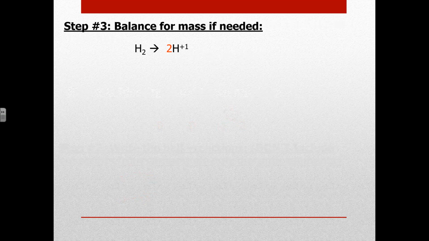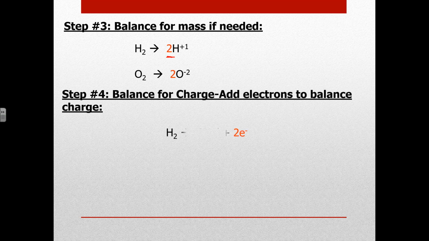Now we need to balance for mass. For the H2, notice that I had to put a 2 in front of this hydrogen in order to balance it for mass. The O2, I also needed to balance with a 2 in front. Okay, now that it's balanced for mass, now we balance for charge.